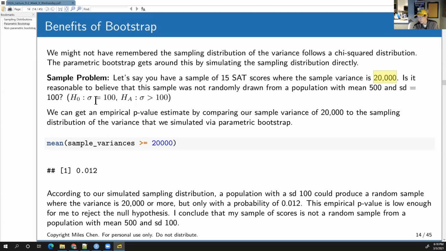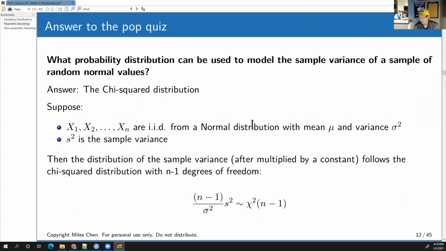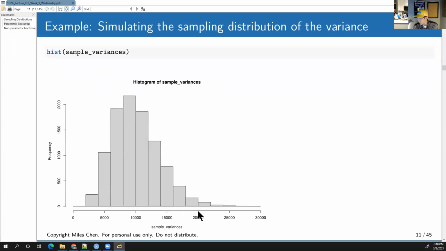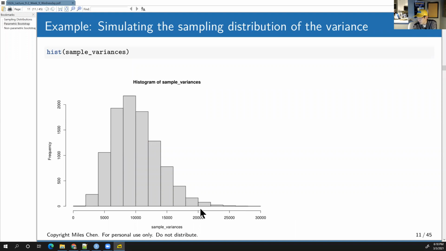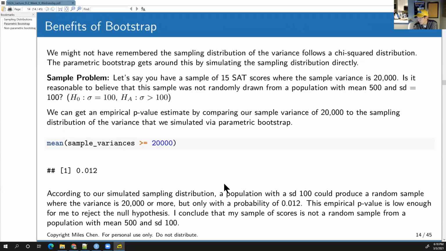We can get an empirical p-value by looking at this value and comparing it to the sampling distribution that we simulated. Remember, all of these random samples were generated by drawing 15 random values from a normal distribution. How often does a sample of 15 produce a variance greater than 20,000? That's going to be whatever this area is in the tail. It says it happens with a probability of around 0.012, so out of 10,000 samples, maybe it happened 120 times.